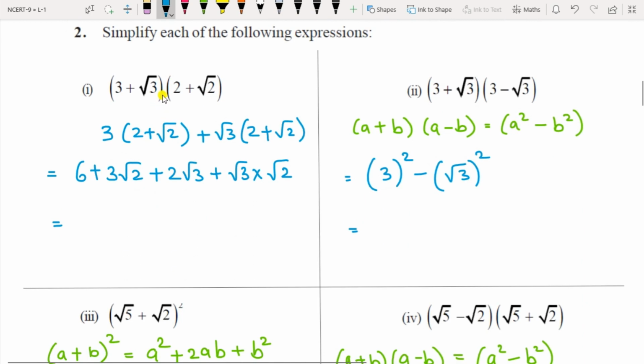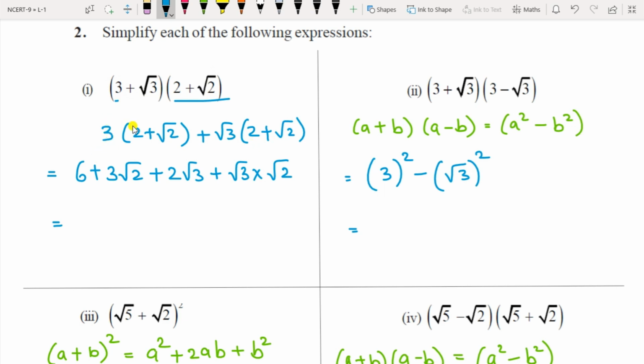Here you have to simplify each of the following expressions. First question is given as 3 plus root 3 into 2 plus root 2. No formula can be used here, it is (a plus b) into (c plus d). So multiply the first number with the whole bracket, and the second number along with its sign with the whole bracket. I have done it for you here.